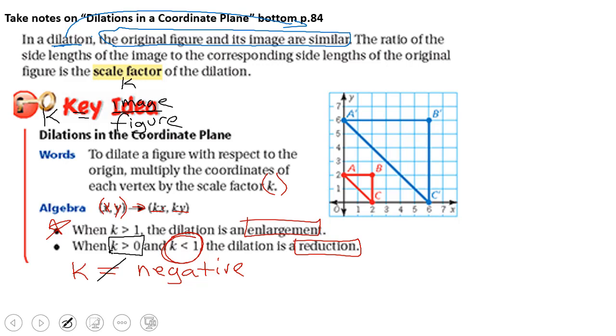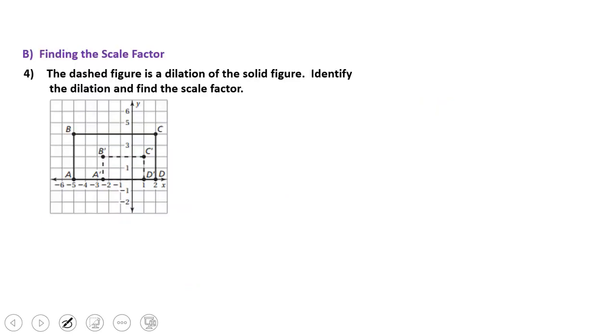So hopefully I helped simplify a little bit of this. Go ahead and write that other stuff in there if you haven't, and join me for our first example of video number 2. Alrighty, so finding the scale factor. It says the dashed figure is a dilation of the solid figure. Identify the dilation and find the scale factor.